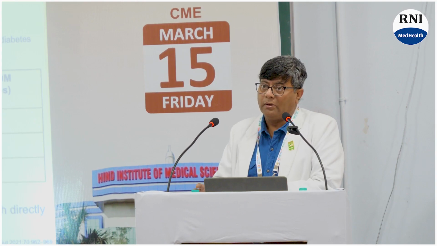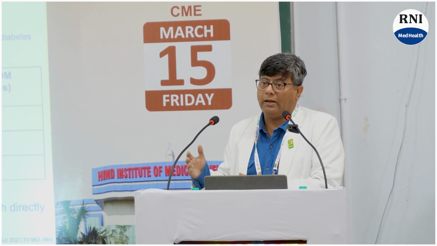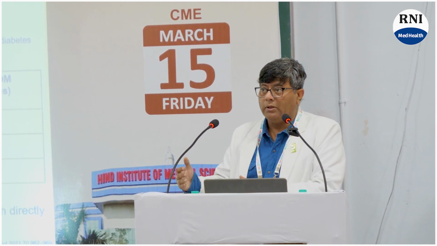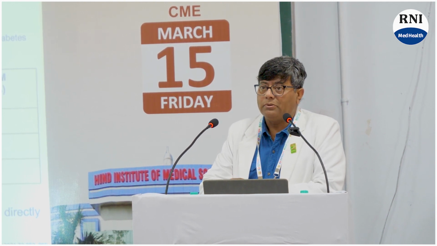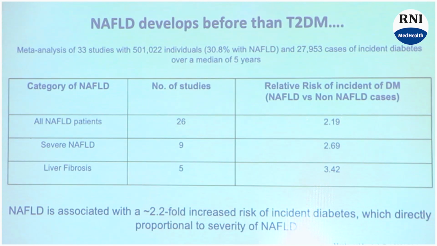That means, overall, those who had NAFLD were 2.19 times more likely to get type 2 diabetes as compared to those who did not have NAFLD. Similarly, patients who had severe NAFLD had a little higher risk of getting type 2 diabetes, which was 2.69. And liver fibrosis carried a further higher risk, 3.42 times more than those who did not have NAFLD. People who had NAFLD were more than 2 to 3 times more prone to develop type 2 diabetes as compared to their non-NAFLD counterparts.